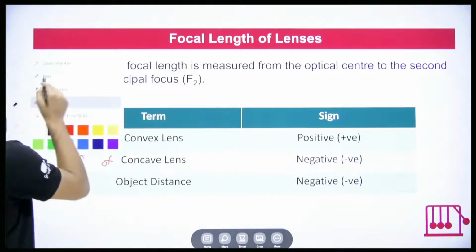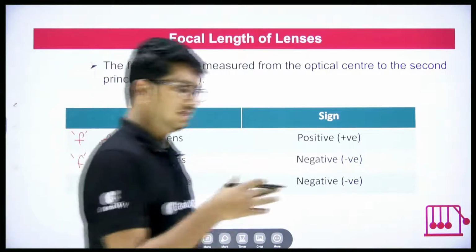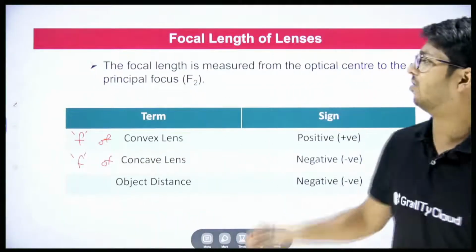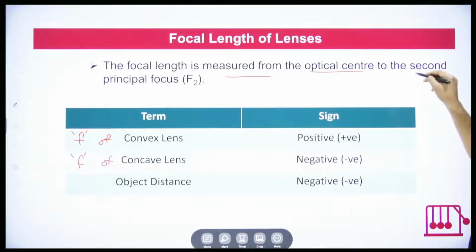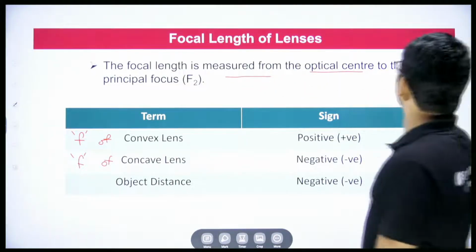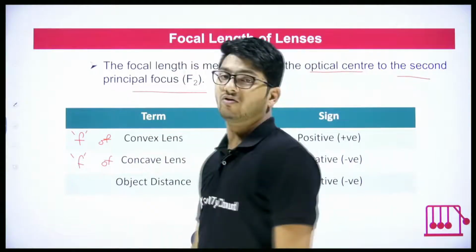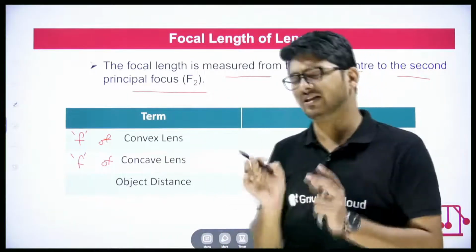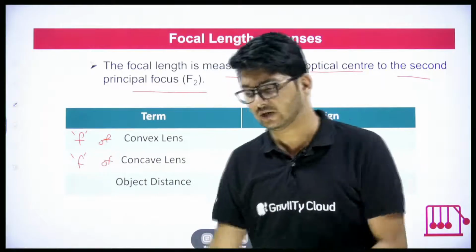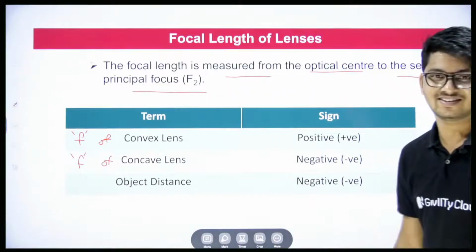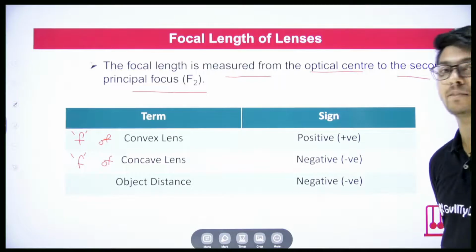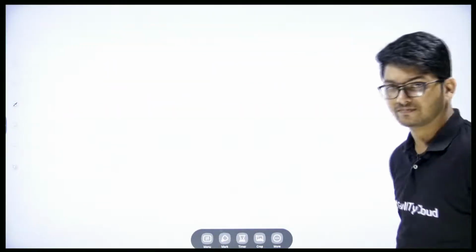Understood? Remember the table. All the information given on this table is very, very important. And obviously, if you read this point, the focal length is measured from the optical center to what? To the second principal focus. You have to only focus on second principal focus. Forget about the first one. Only focus on second principal focus. Got it? Good. Let's continue.